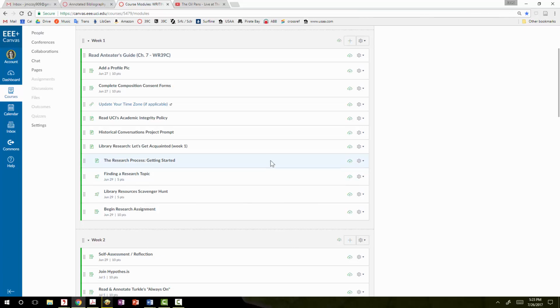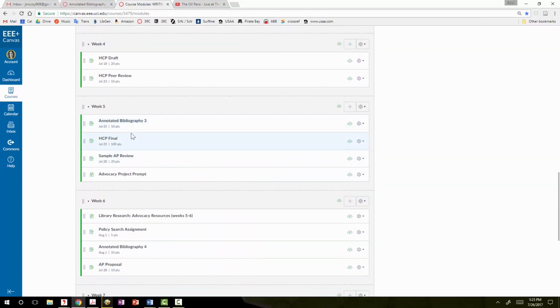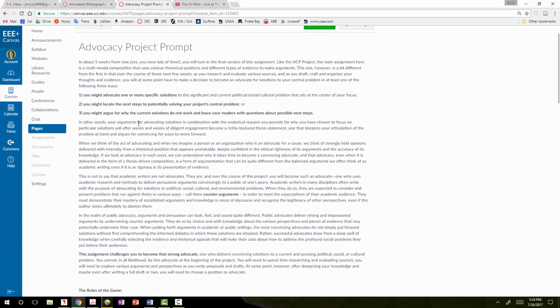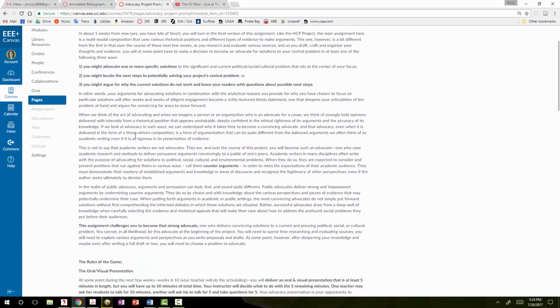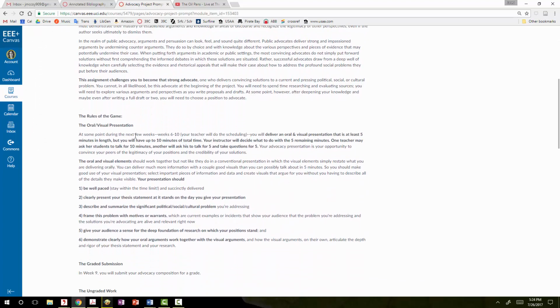In weeks 5 through 7, we shift to the Advocacy Project. The project prompt gives a general description of both the essay parts of the assignment and the video presentation, which we'll be working on in the final weeks of class. As was the case with the HCP, I encourage you to pay more attention to the individual assignment prompts, as these give a clearer breakdown for what's required for this class, rather than for writing 39C in general.